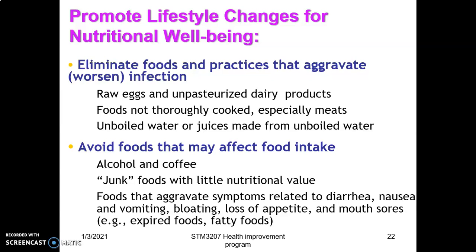Okay, so these are the things that you need to eliminate from the client if they have HIV: raw eggs and unpasteurized dairy products, because we want to avoid foodborne illness, right? Foods not thoroughly cooked, especially meats, unboiled water or juices made from unboiled water. And try to avoid foods that may affect food intake, for example, alcohol and coffee, junk foods which have so little nutritional value, and foods that aggravate symptoms related to diarrhea, nausea and vomiting, because we don't want them to have less water, or to reduce all the symptoms related to nausea and vomiting, right?